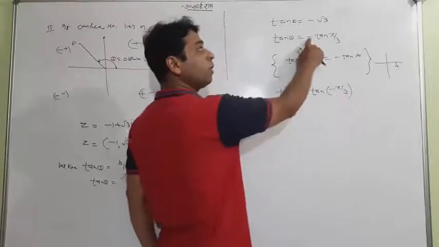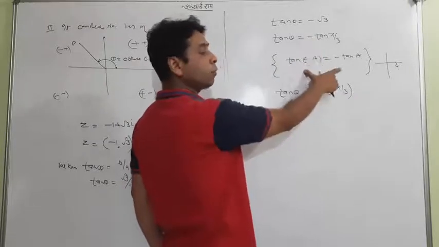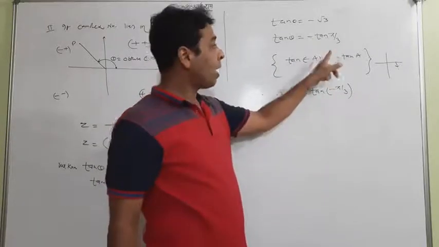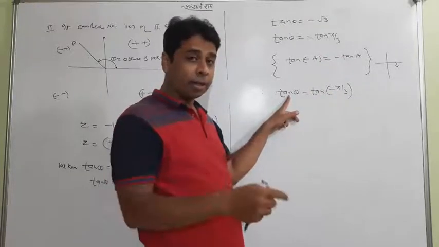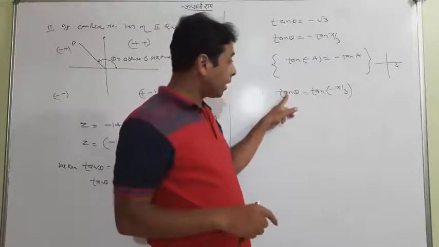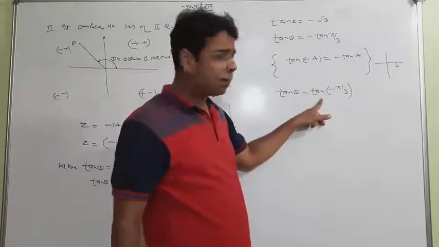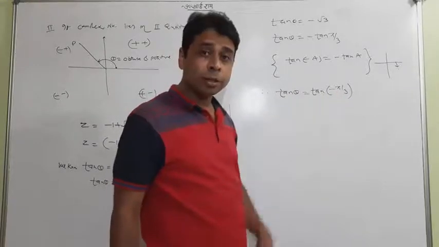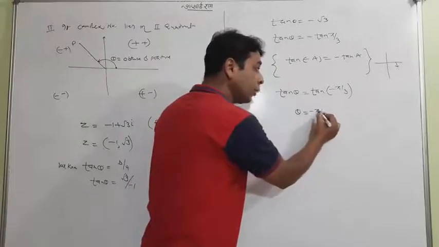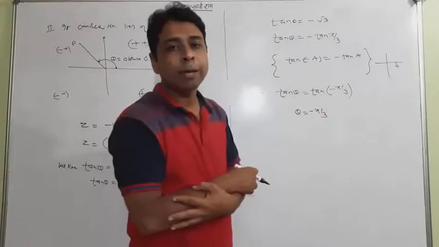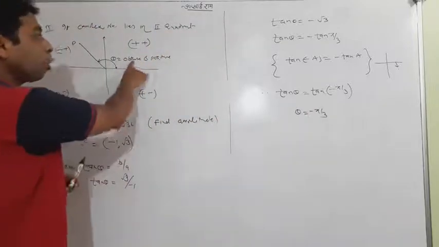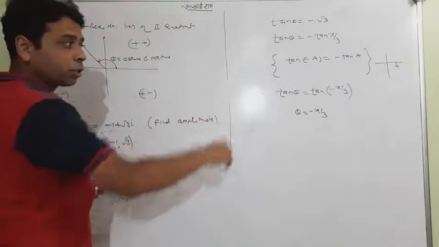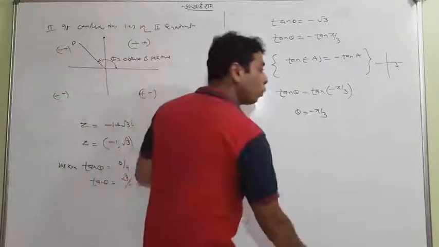Just to remove the minus sign, I use this formula. When I have written tan minus a, I can compare. If you compare, tan and tan cancel, and theta will be minus pi by 3. It looks right initially, but it is not right. Why? Because theta is coming negative, and the question says theta is obtuse and positive, meaning it is a wrong answer. So what is the right answer?